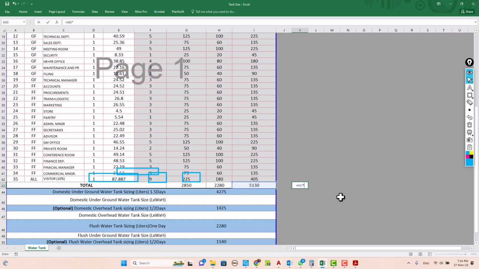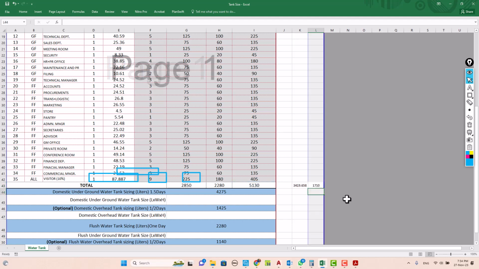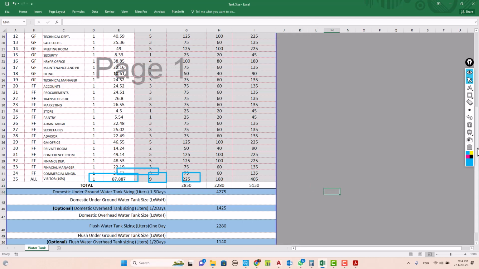how much, 0.6666. So this much water we will use, okay, and the remaining is minus this one, this much, right? So this one will be the underground tank size, and for the overhead tank size this much, okay, 1710. Now it's clear. In case of combined, we will calculate like this.